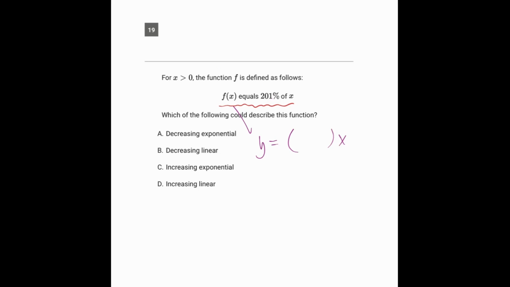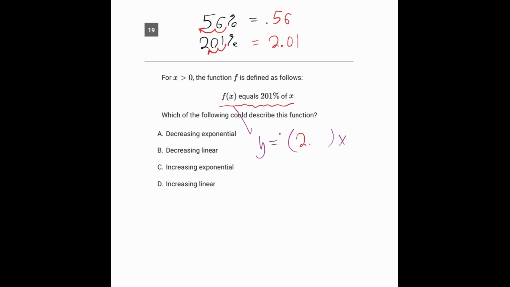Now, what is 201% in decimal form? Well, for people who are struggling with that, let's take our time with that. Let's say you had 56%. In decimal form, that would be 0.56. And the reason is because you take the decimal and move it 2 spaces left. So then if we have 201% and we do the same thing, take the decimal, move it 2 spaces left, you get 2.01. And so that's the number that goes right here.